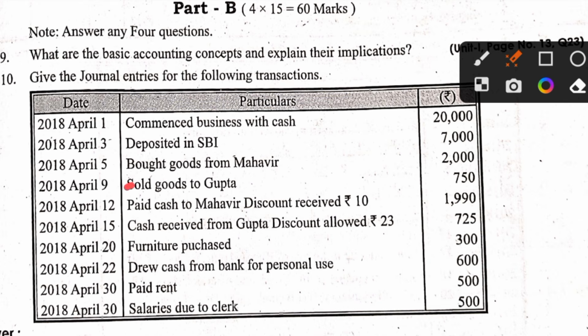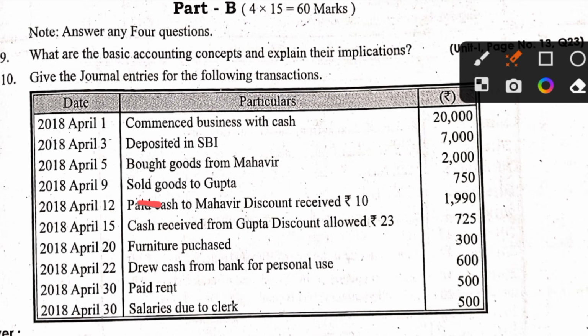Next, bought goods from Mahavir. మహావీర్ అనేది పర్సనల్ అకౌంట్. Okay, what is the personal account rule? Debit the receiver, credit the giver. Okay, Mahavir is giver or receiver? We are bringing goods from Mahavir, so Mahavir is a giver. Okay, so what will be the transaction? Purchase account debit to Mahavir account, right?